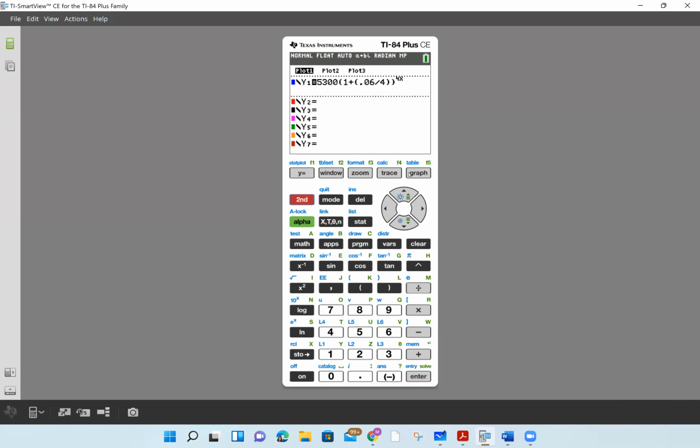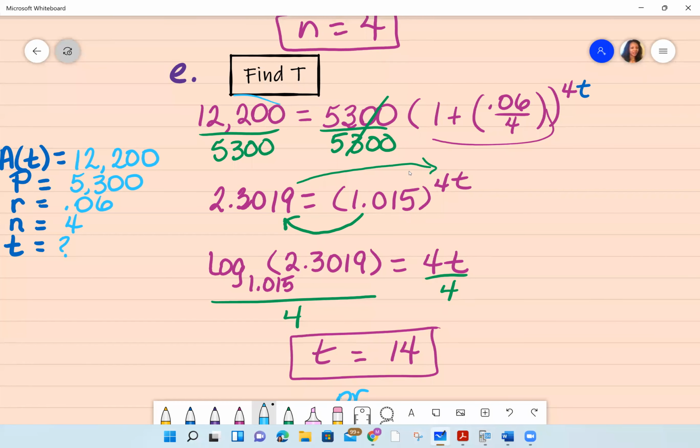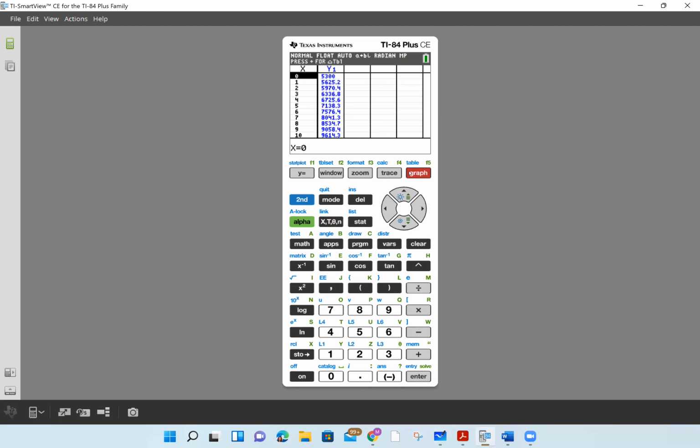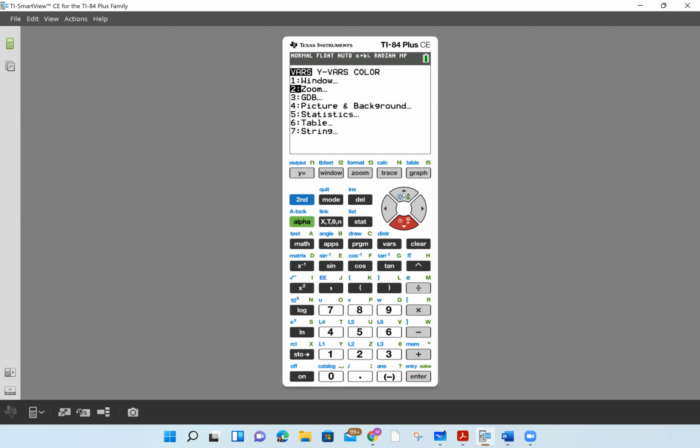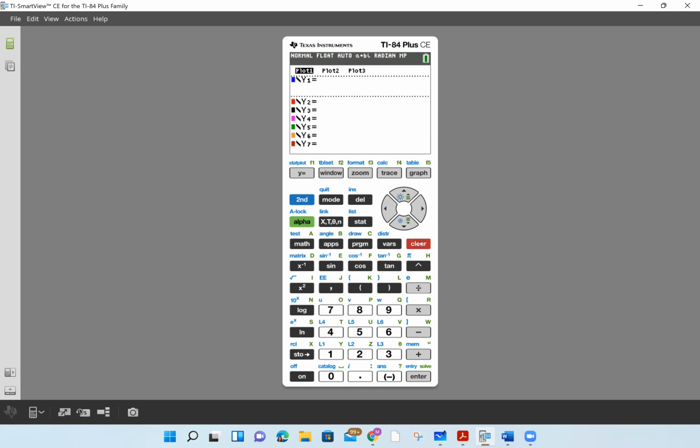Go to your table, second graph. What you are looking for is when y is 12,200. So just scroll down. You can just keep scrolling forever. Oops, what on earth did I just do? Sorry about that. So go back, second table. You can scroll forever, or you can change your window set if you need to. Well, we already know when y, the column y is 12,200, then x is 14. So that's one way.